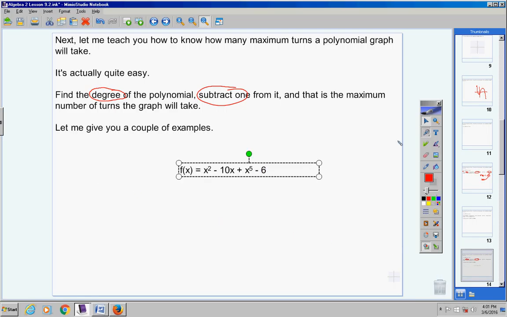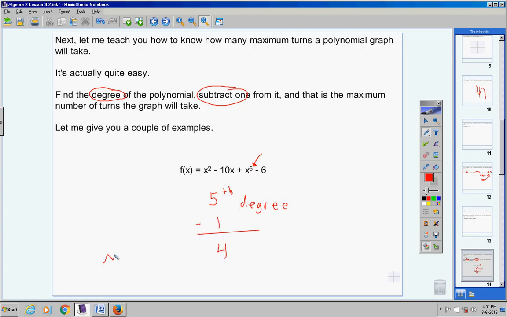Now when you look at this, don't think the degree is 2. Okay? The highest exponent is the degree. So look for the highest exponent. Once again, it's a 5. That's a coincidence. So we have a what degree? 5th degree. So if I have a 5th degree polynomial function, subtract 1 from the 5, and you get a 4. So the max number of turns, if you were to graph this, is 4. It might take 3 turns, might take 2, might take 4, but it will not go over 4. Does that make sense, guys?